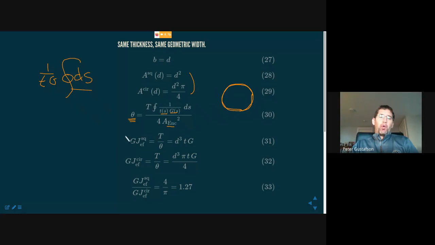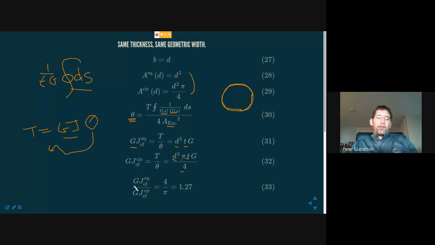So that integral is very simple. We plug and chug these things now, and what we get is a GJ effective for the square, which is just the torque equation. So, torque is equal to GJ times theta. This is the torsion governing differential equation. We can solve this for GJ. That means we move the theta into the denominator on the other side. And so GJ effective for the square is d cubed times T times G. GJ effective for the circle is d cubed times pi over 4 times T.